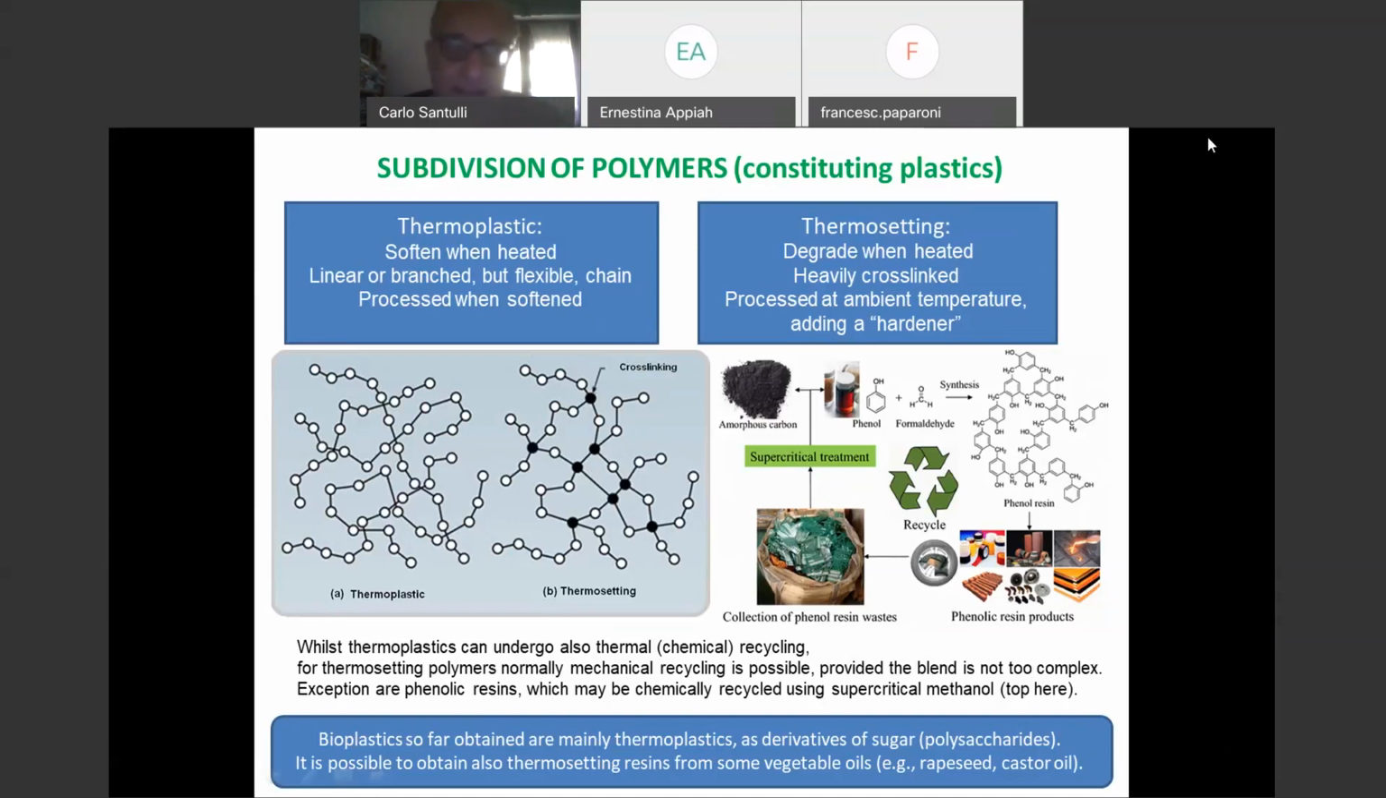As always, these are extreme concepts. The thermoplastic softens, the thermosetting burns, doesn't soften with temperature. Also, thermosetting, as I was saying, are not recyclable in a thermal way. They are mechanically recyclable, yes. You can chop them and put them into another material.